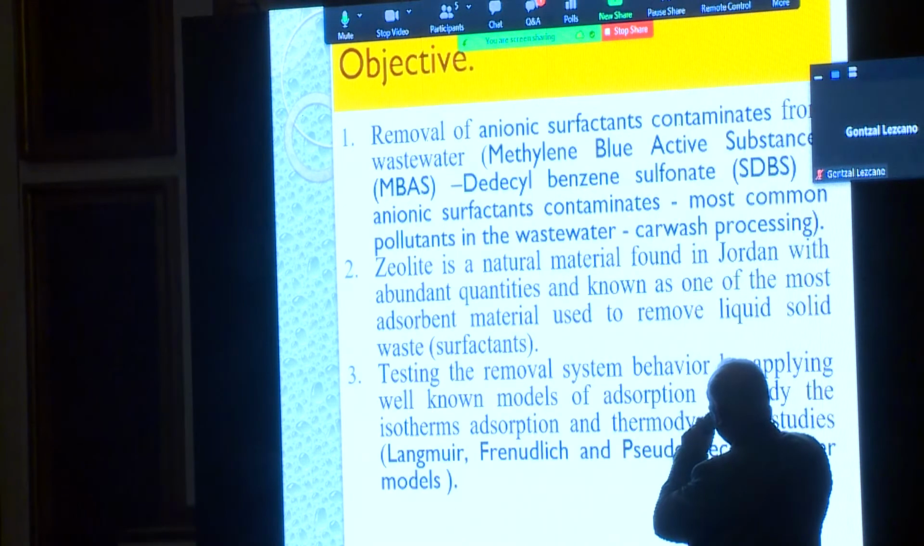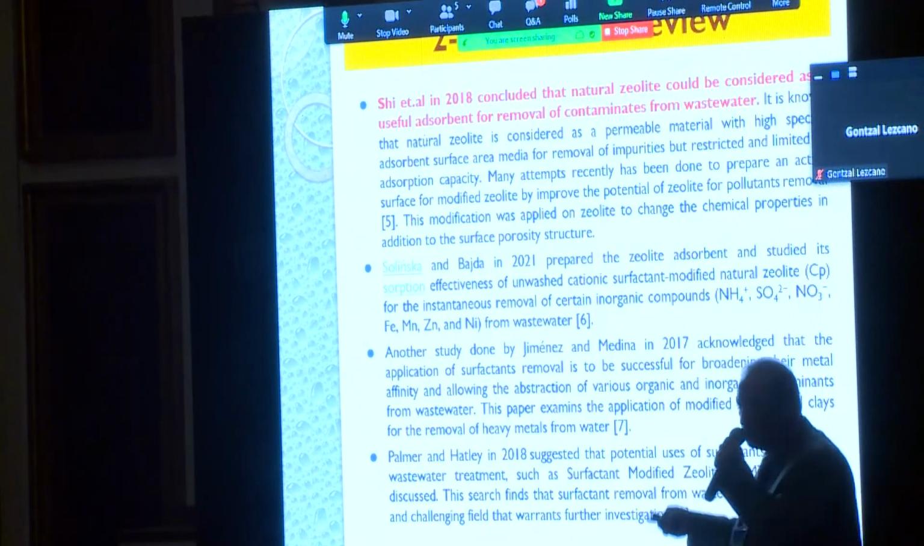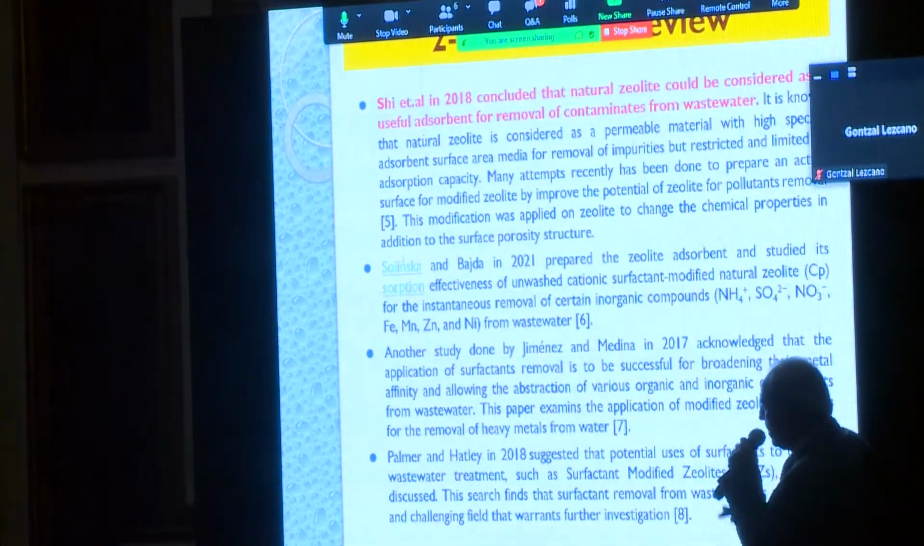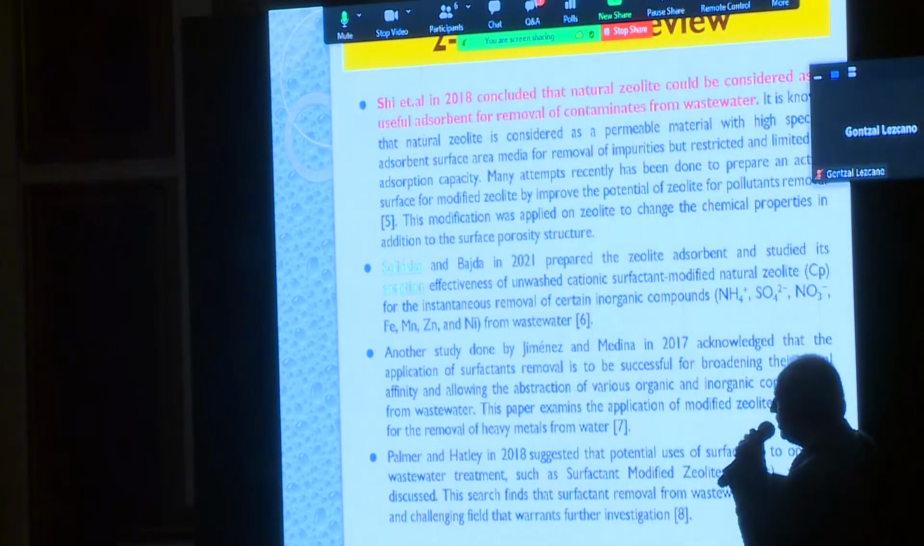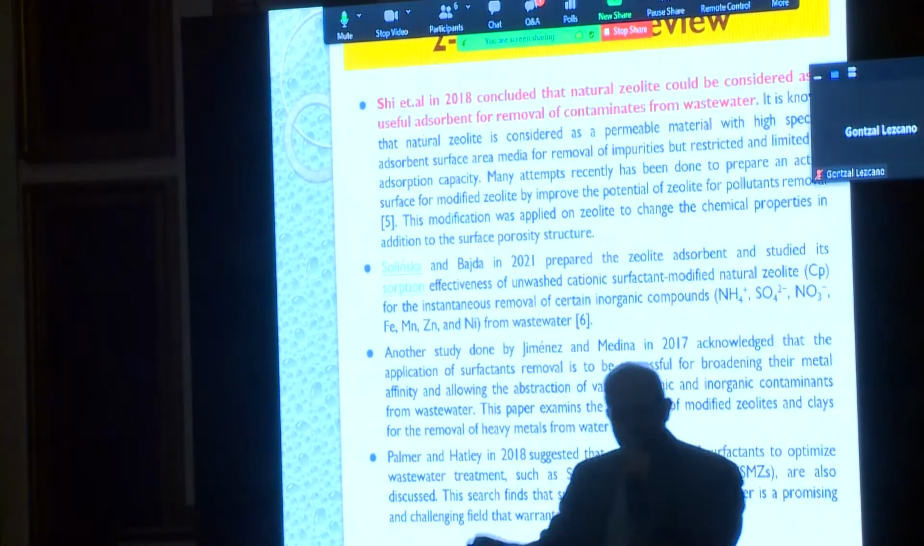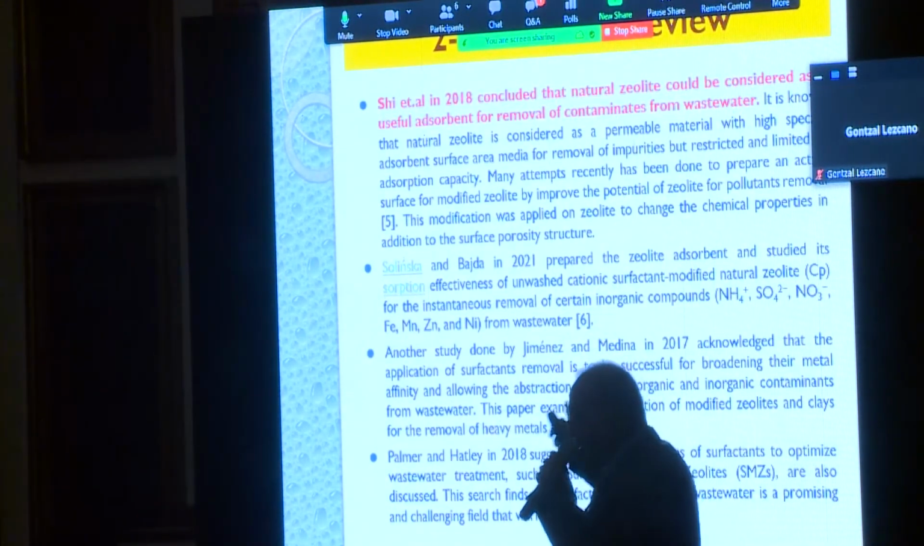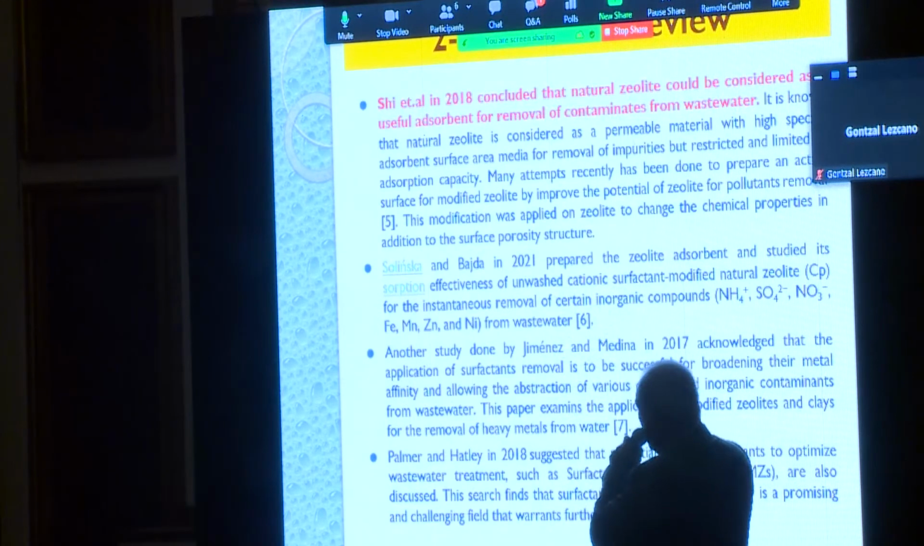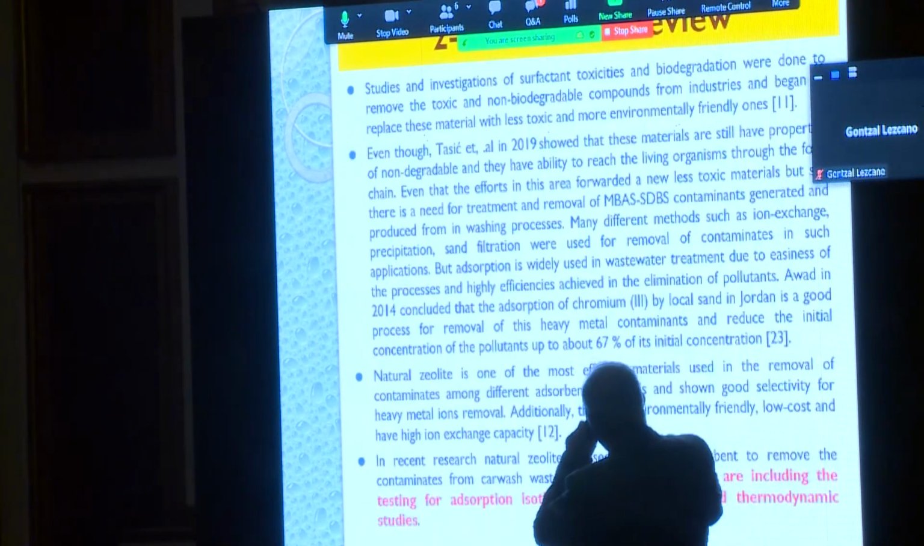Okay. This is the literature review, and you know that during such work, many researchers did a lot of research and tried to modify the adsorbent, especially the natural zeolite, to change it into a modified form or something like this, and they brought a lot of recommendations and results for the researchers after them to use. There are a lot of literature reviews here.